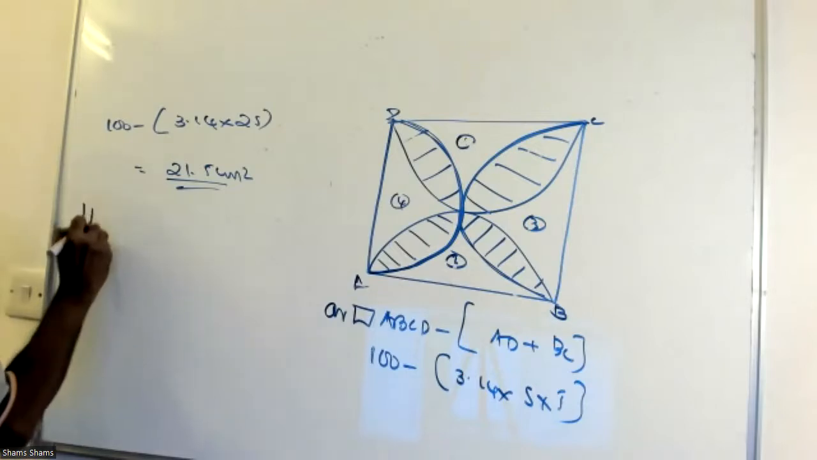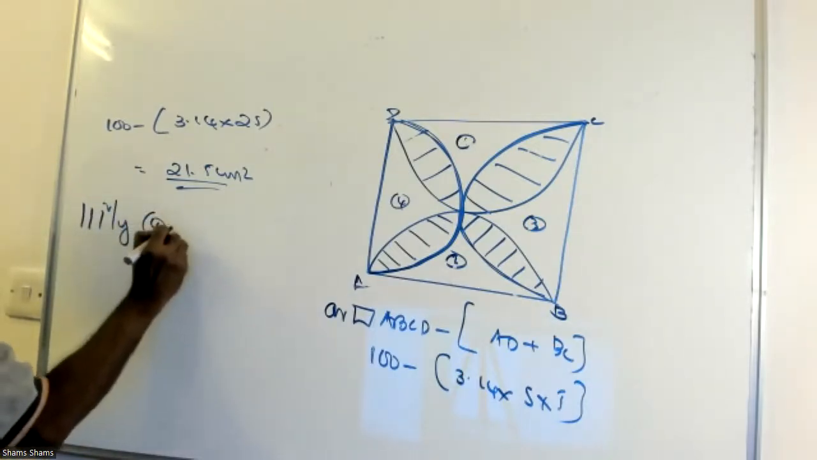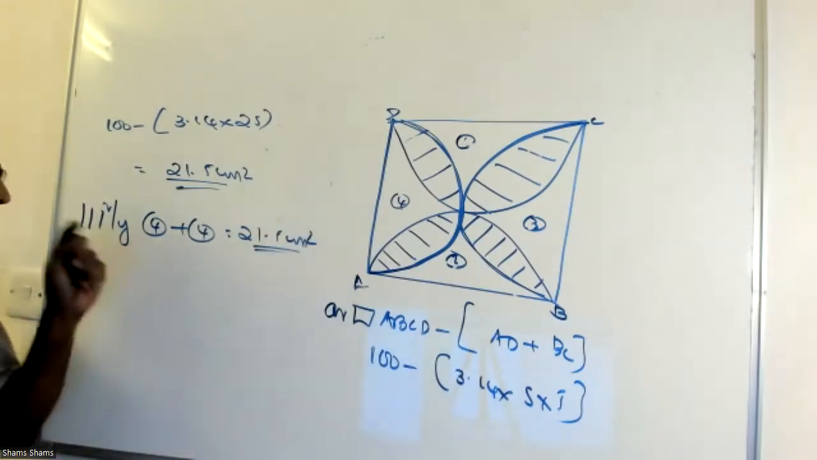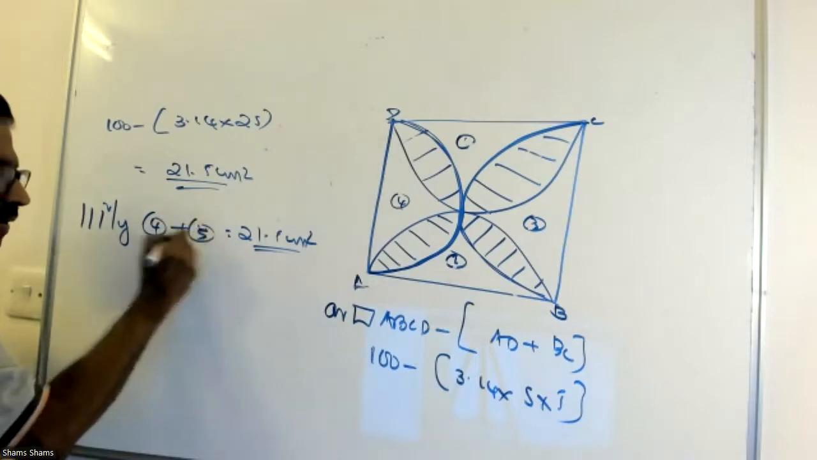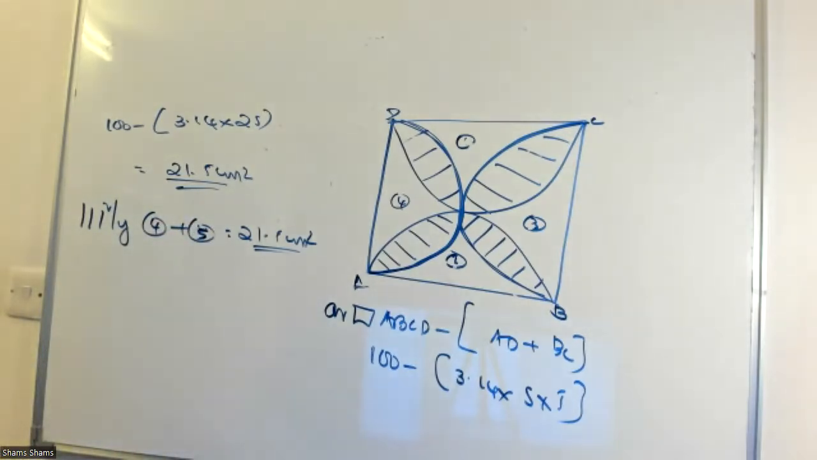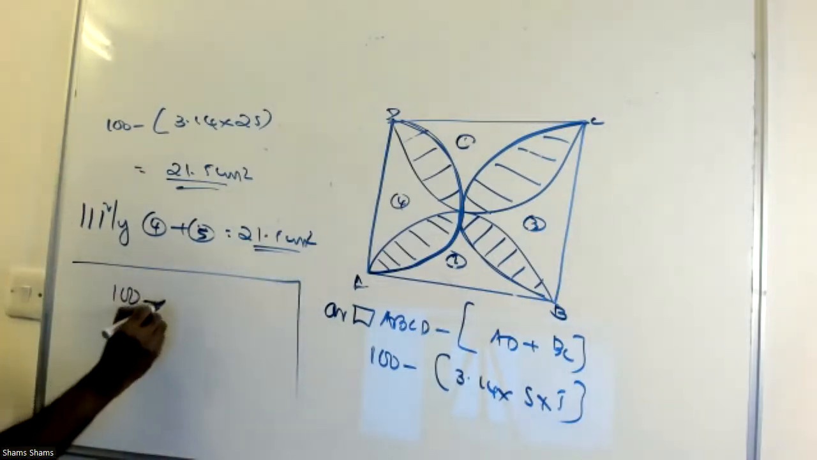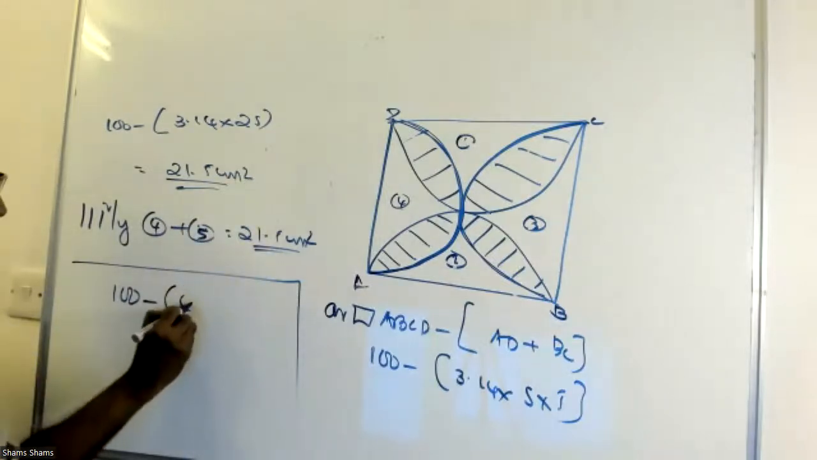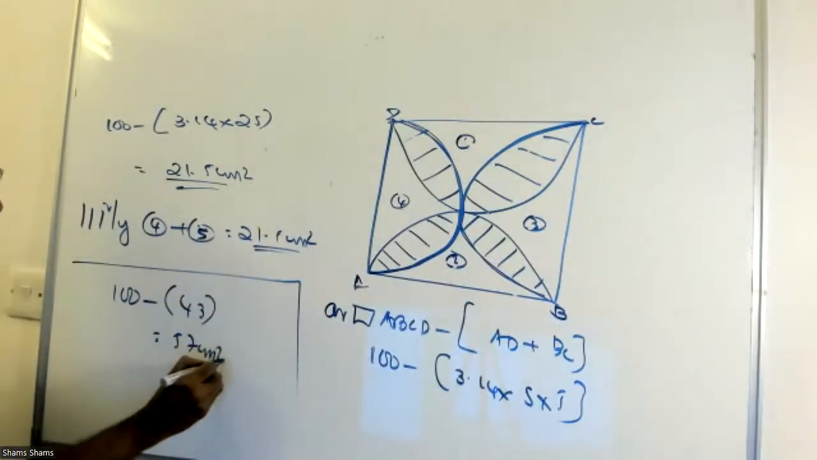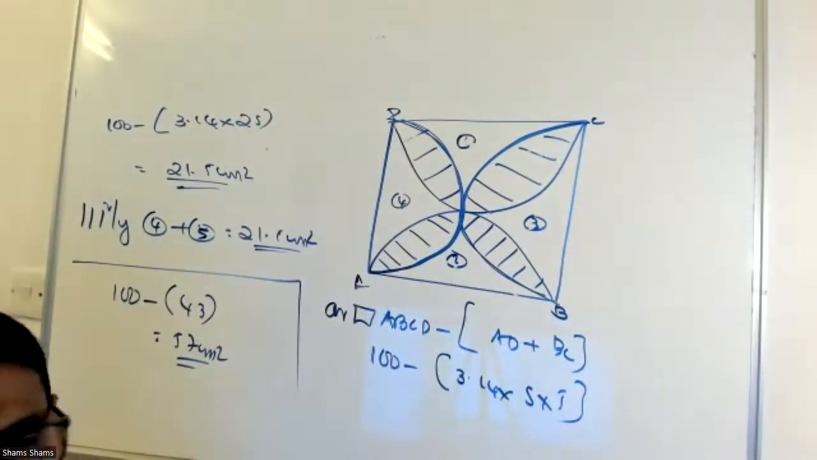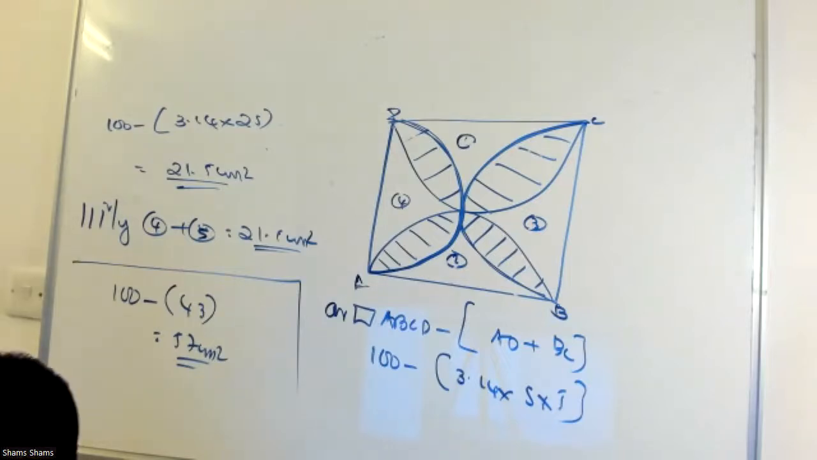Similarly, area of 4 plus 5 also equals 21.5 centimeter square. You just write, similarly, area 4 plus 5 equals 21.5 centimeter square. After that, for the shaded region: square 100 minus 21.5 plus 21.5, that is 43. You just find the area of 1 and 2, similarly 3 and 4. All together we got 43 centimeter square. Then the area of the square is 100. 100 minus 43 is 57 centimeter square.